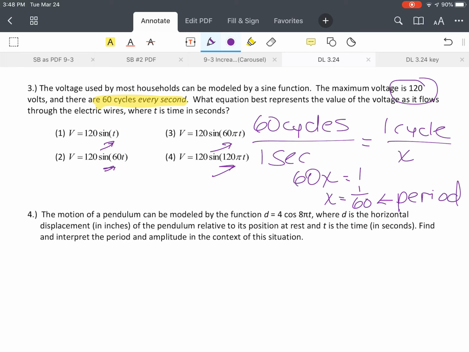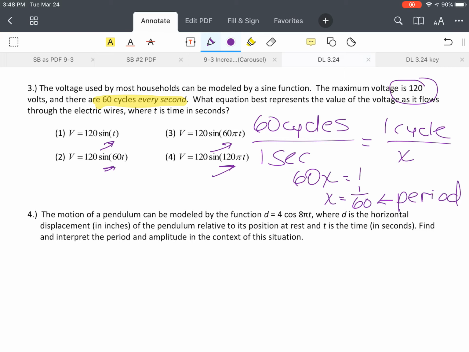And that makes sense anyway. If you think about it, if in 1 second, 60 cycles go on, then if I just want to talk about how long one cycle would take, that would be 1/60th of a second. Okay, so now let's do the next part.